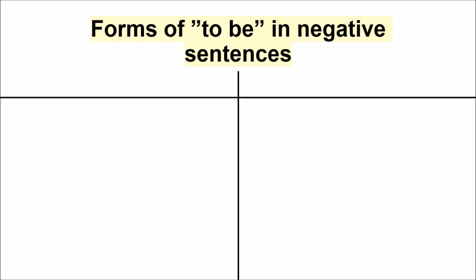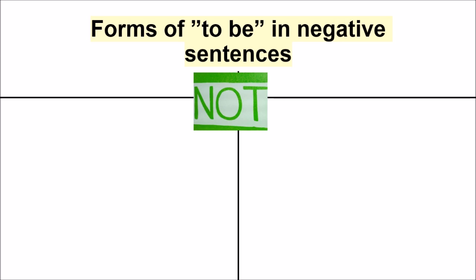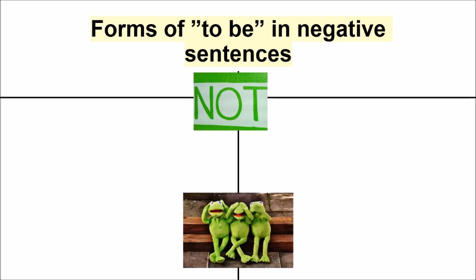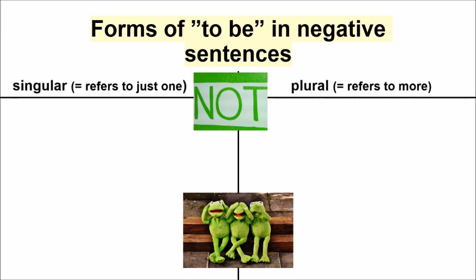This is quite easy because you simply add not. Just like those three frogs that do not hear, do not see, or do not move anything. Add not. Again, there is the distinction between singular and plural forms and long and short forms. The long form is I am not, whereas the short form is I'm not. You have to remove the letter a from I am: I'm.